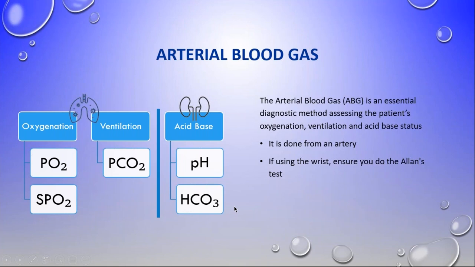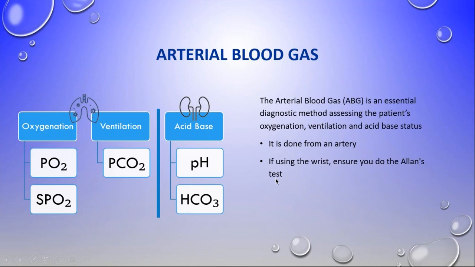An ABG, or an arterial blood gas, is generally done from an artery, generally sort of brachial, they can be done from various places. The only thing that you must remember is if you do a blood gas on a wrist, best you do the Allen's test before you do that.